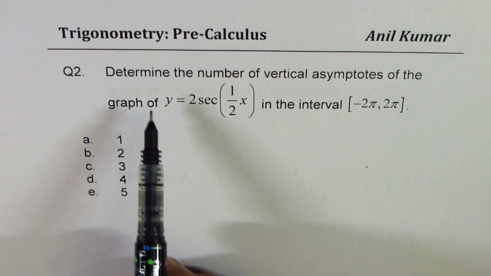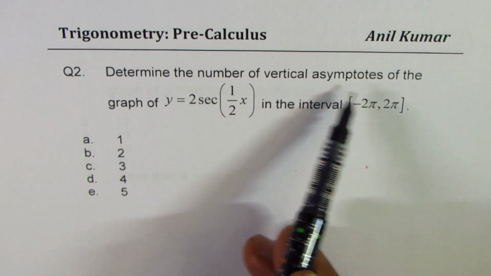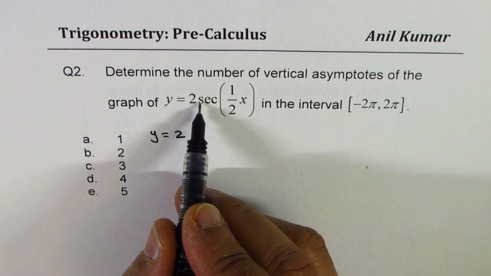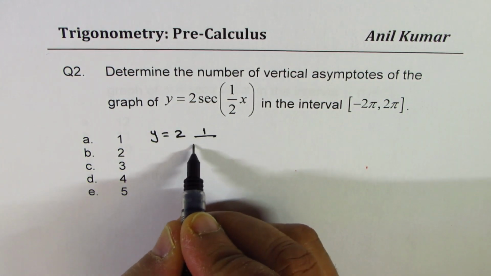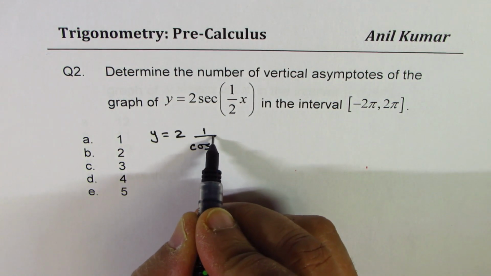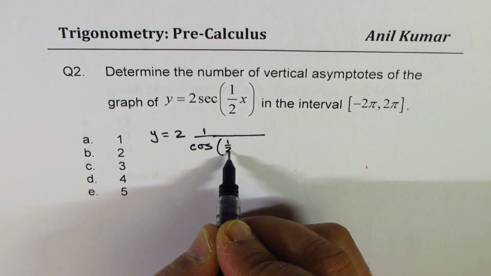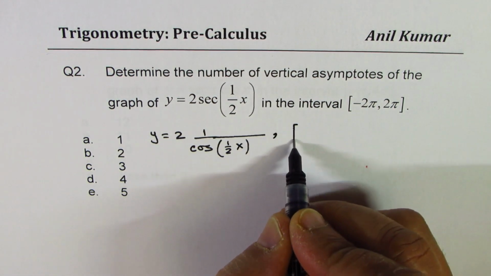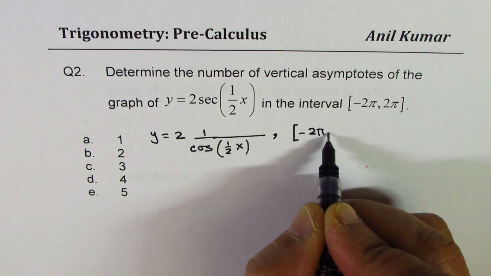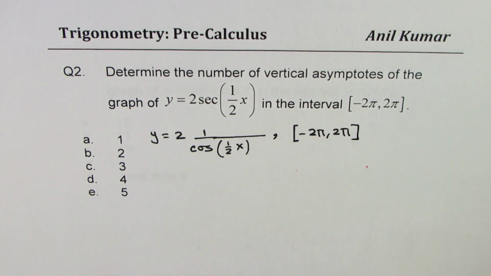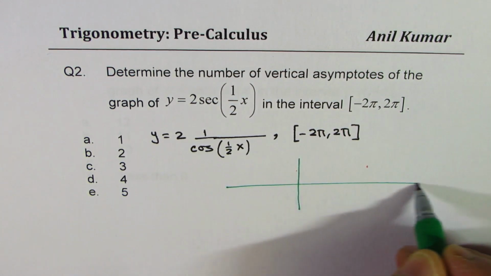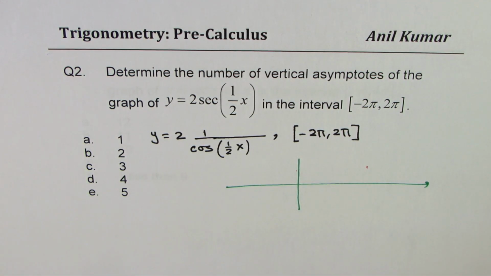Now, we need to determine the number of vertical asymptotes of the graph of y equals 2 over cos of half x. So instead of secant x, I'm writing 1 over cos, right? Same thing, correct? And we will be looking into the interval from minus 2 pi to 2 pi. Okay. So this time we are going to apply the graph, right? So let's do the graph.